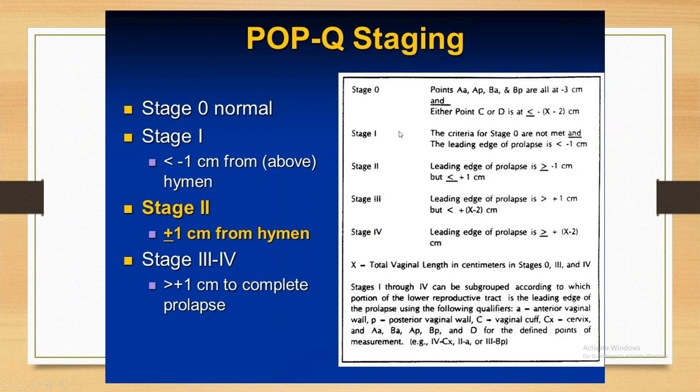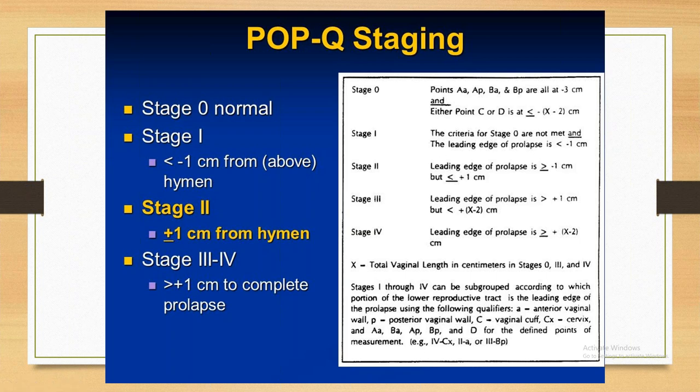Now stage 1, when the criteria for stage 0 are not met, and the leading edge of prolapse is less than minus 1, where point BA or BP is less than minus 1, and also points C and D are less than minus 1.